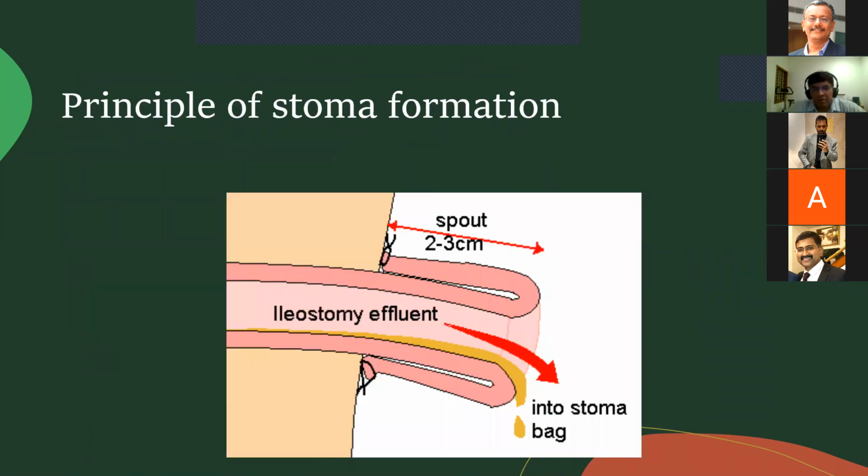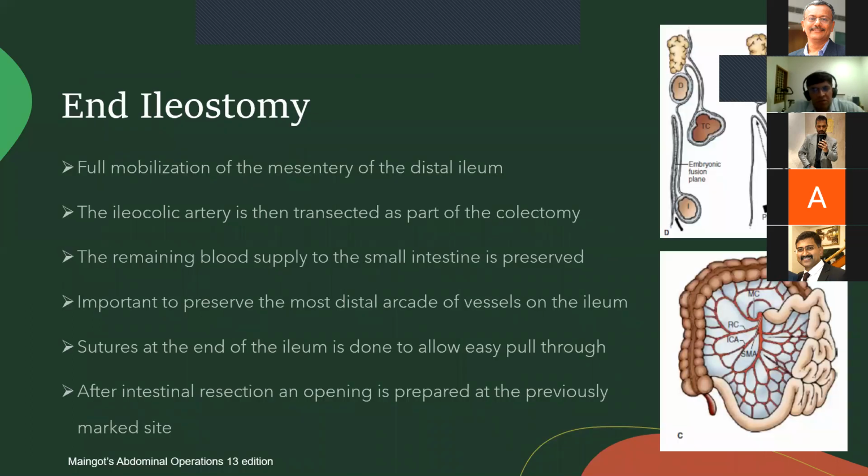So this is what I mentioned before. The spout has to be coming out from the surface of the skin, so that the effluent does not come in direct contact with the skin and directly flows into the device. So now I'll describe the steps of an end ileostomy. The construction of the ileostomy will begin in the early operative period. When the colon is mobilized for colectomy, we have to first mobilize the ileostomy.